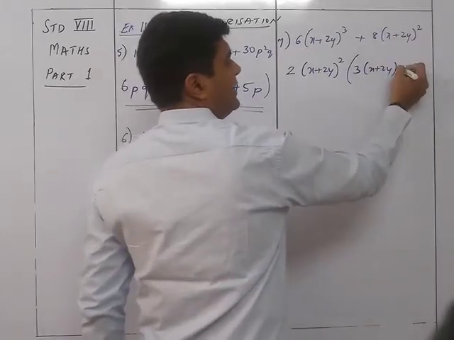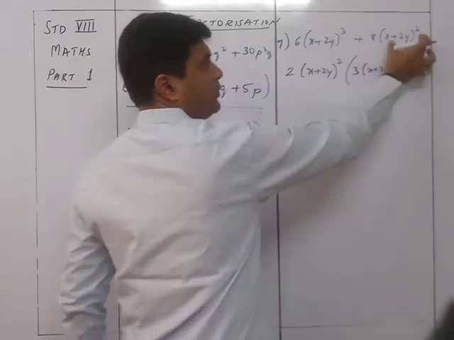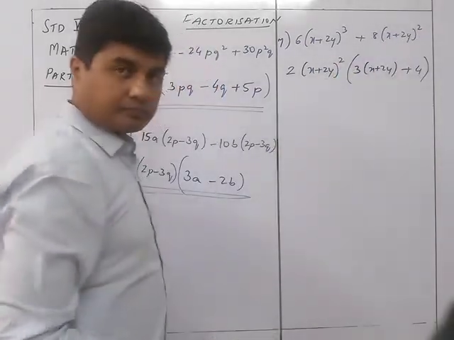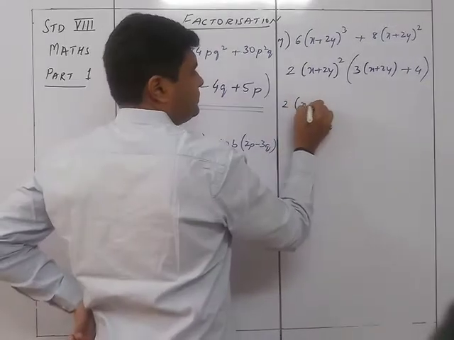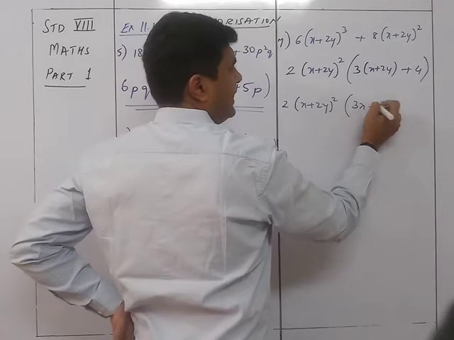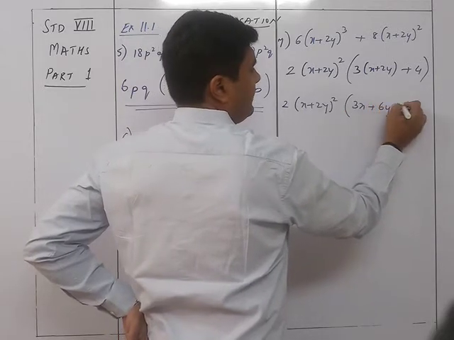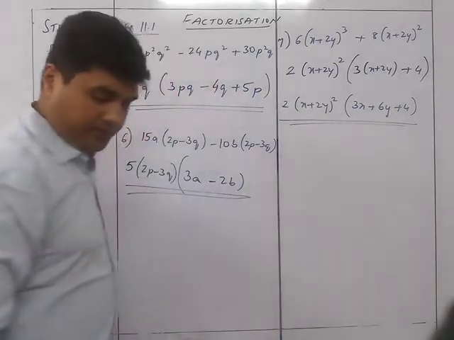And what is remaining here is just 4. 8 divided by 2 is 4. See, the whole thing has come out common. You need to open the bracket over here, so it becomes 2 bracket x plus 2y the whole square bracket 3x plus 6y plus 4. So that's the answer for sum number 7.